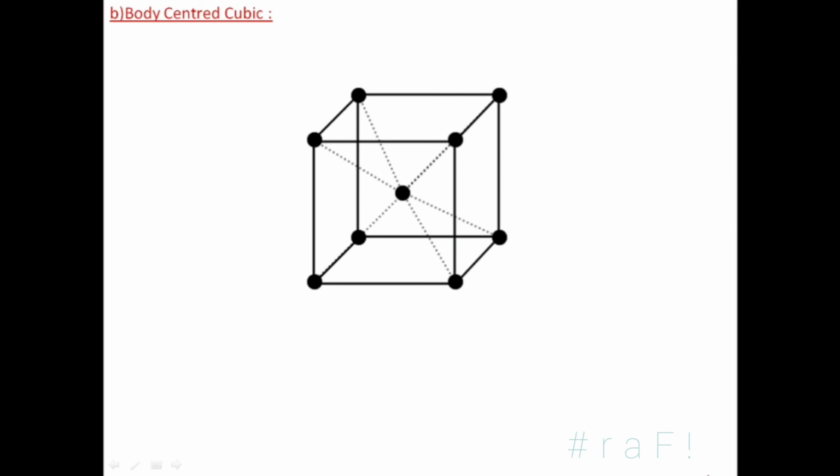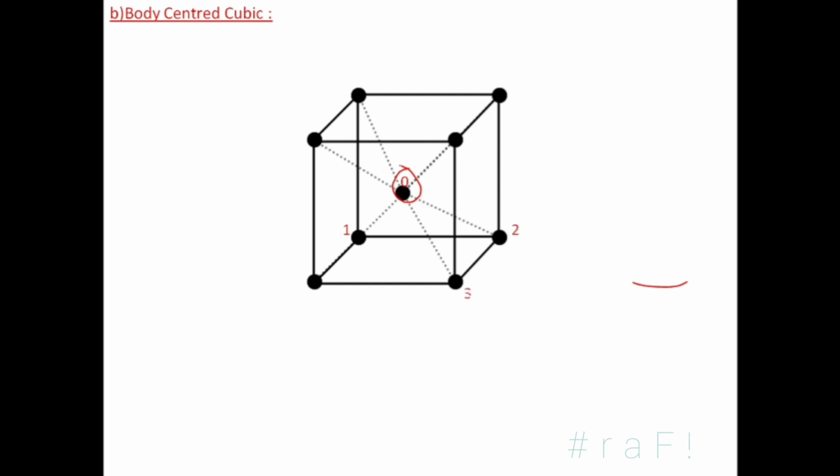Body centered cubic. See this unit cell. Now to calculate the coordination number in BCC, take this center atom as the origin. Okay, now calculate how many atoms are nearest to this one. Remember, this one is at the center of the body. Okay, now calculate.